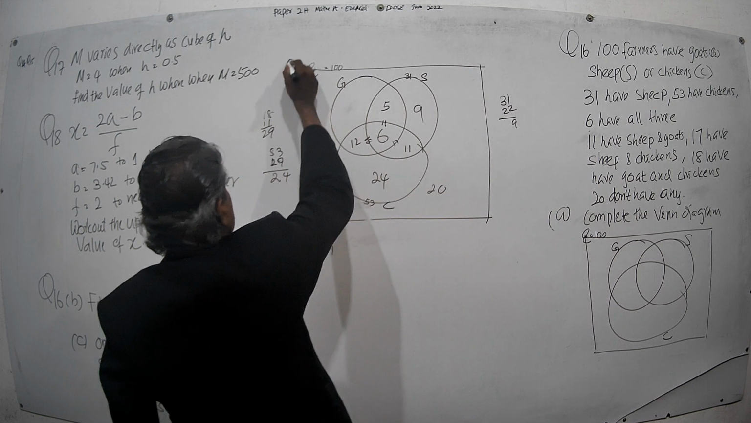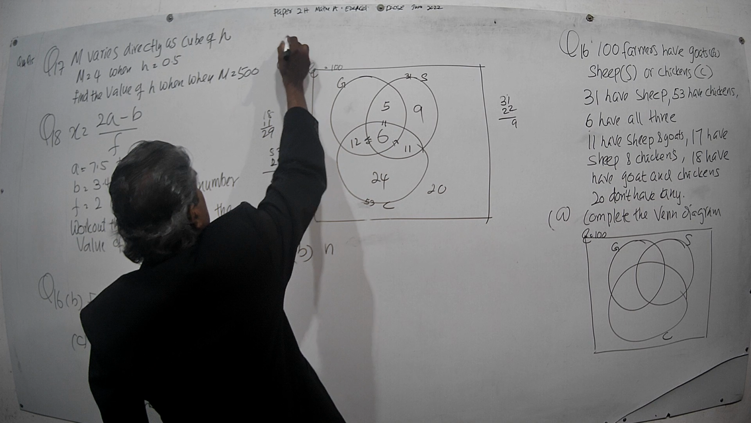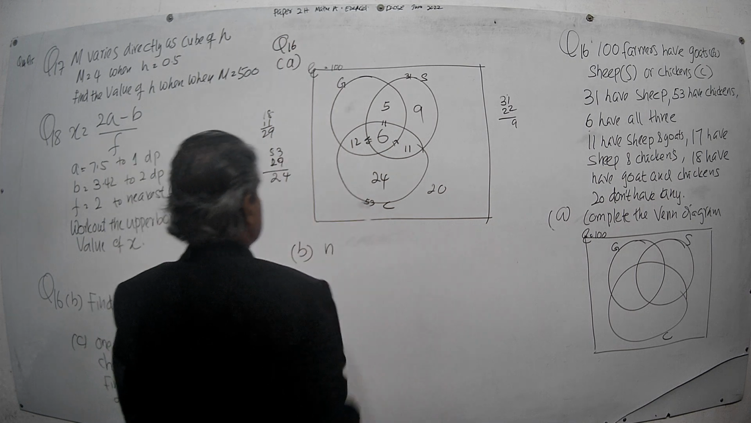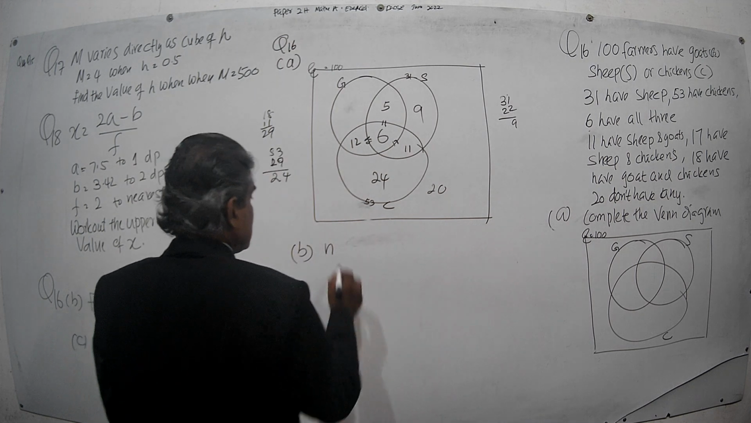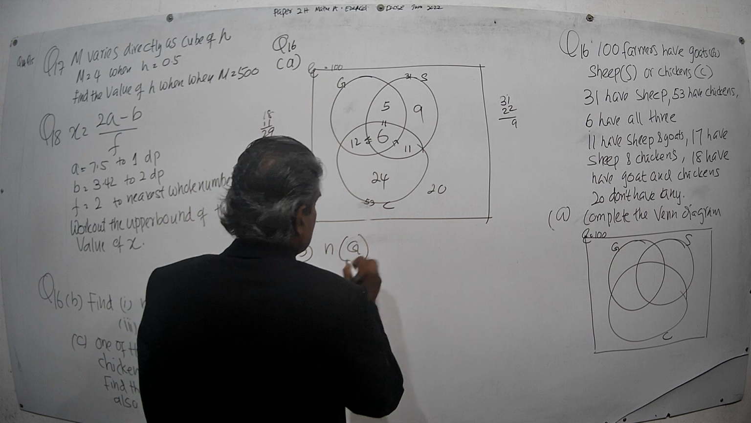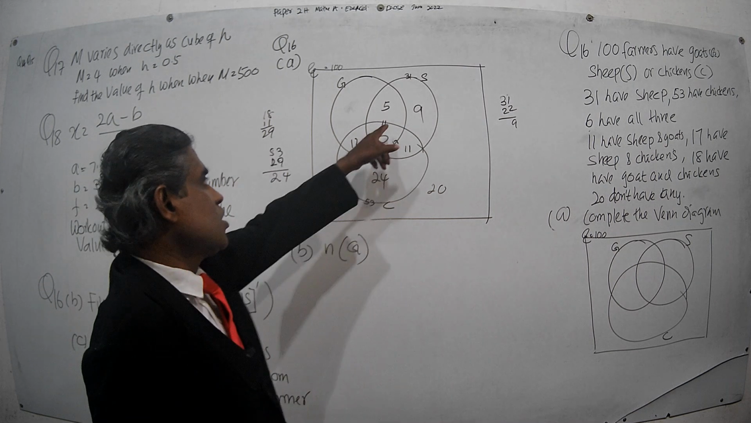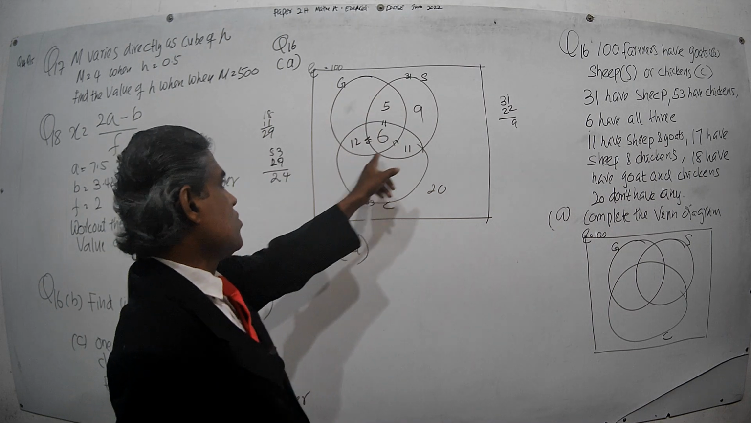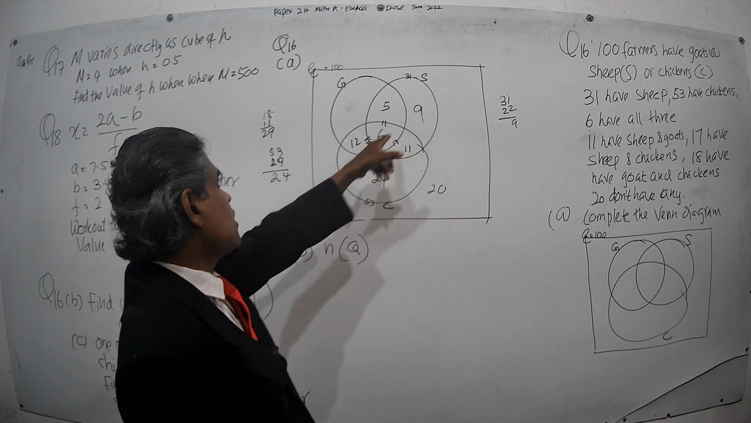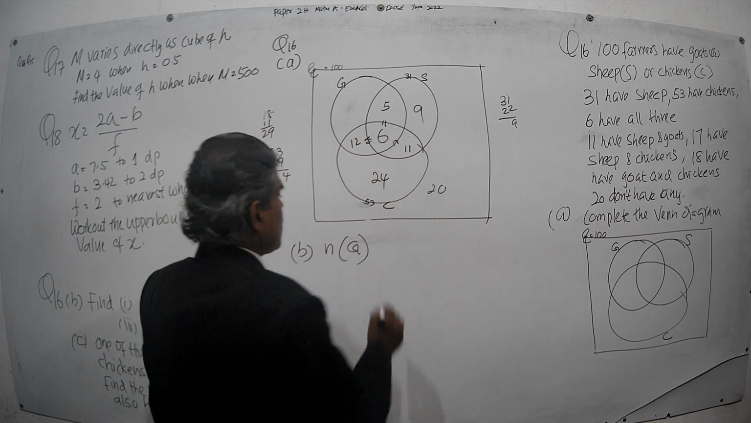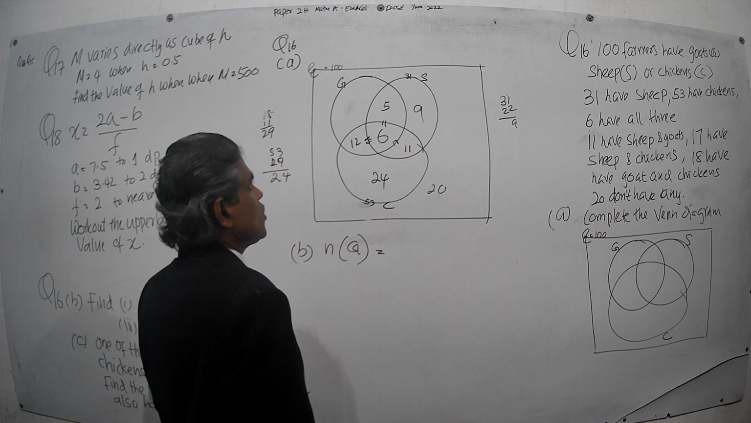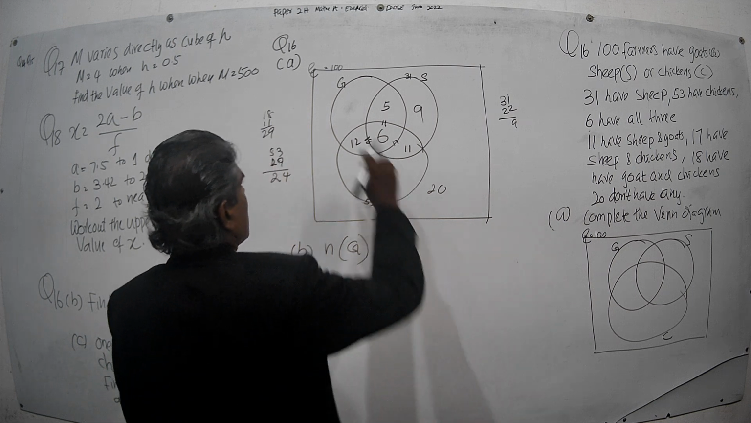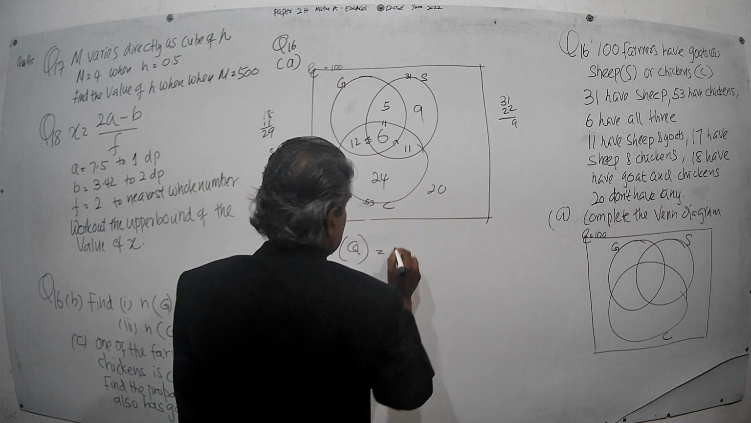Part A is drawn here. What is this question number? Question 16. Okay. Then part B. n(G) means number of members in G. That means this whole thing, the number of members in this whole circle G. Right? How do you find it? You take this whole thing. The whole thing is 100.